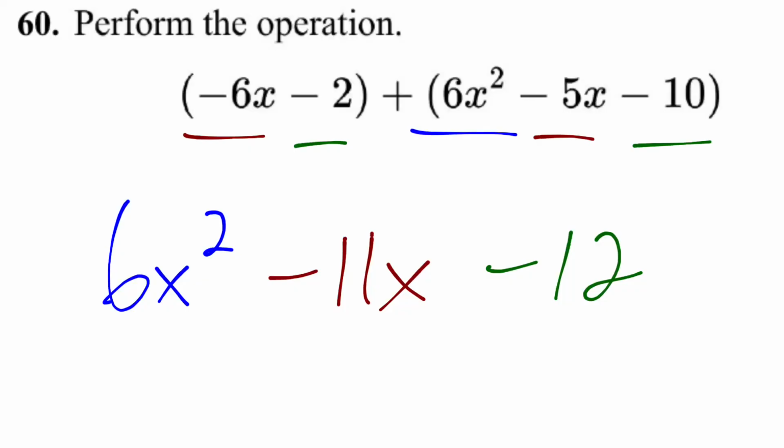60 is polynomial addition, so I can almost ignore the parentheses. I have 6x squared as my only x squared term. Next up, I have negative 6x and minus 5x. They go together as negative 11x. Negative 2 and negative 10 combine to negative 12.